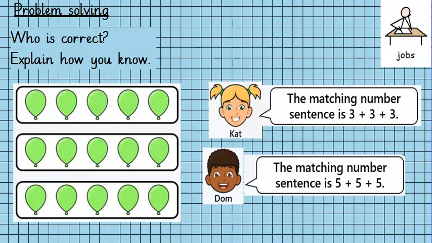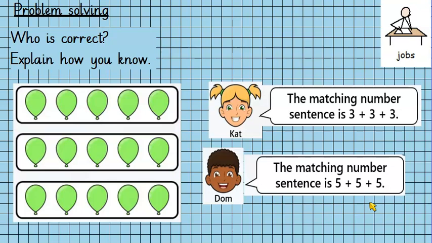This is a problem-solving challenge. It says, who is correct? Explain how you know. So what you need to do is read what Kat says and read what Dom says, and then we're going to choose which one's better. So Kat says the matching number sentence is 3 add 3 add 3. And Dom says the matching number sentence is 5 add 5 add 5. Pause the video and decide who is correct. Is it Kat or is it Dom?